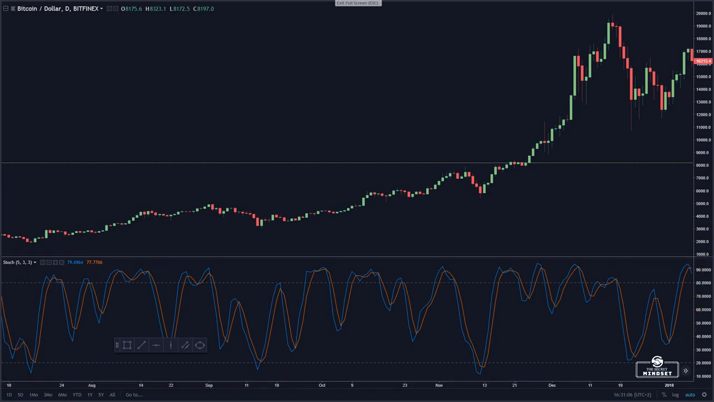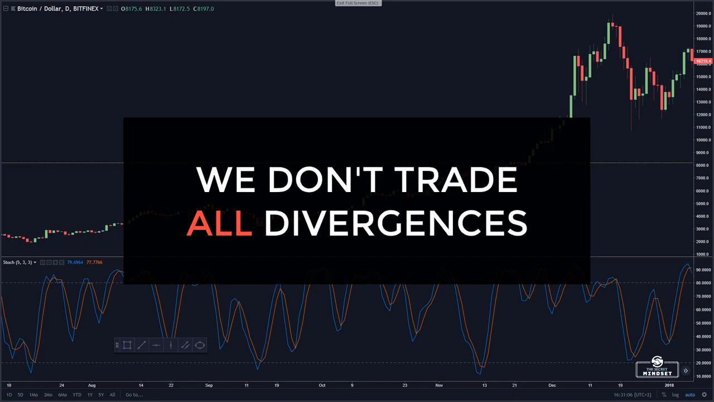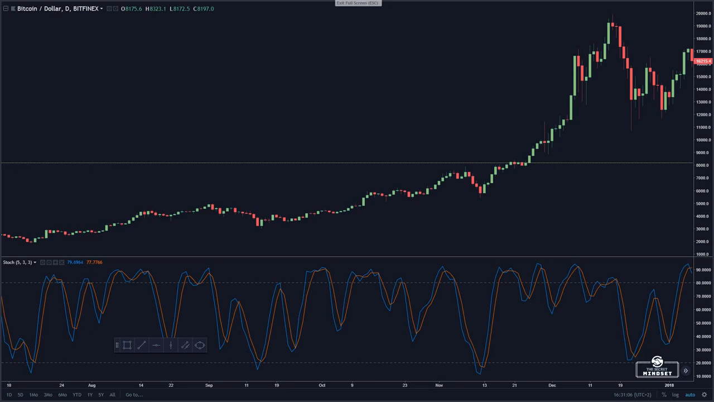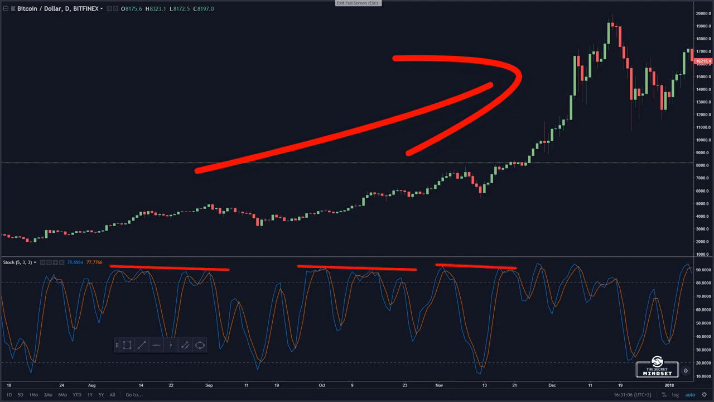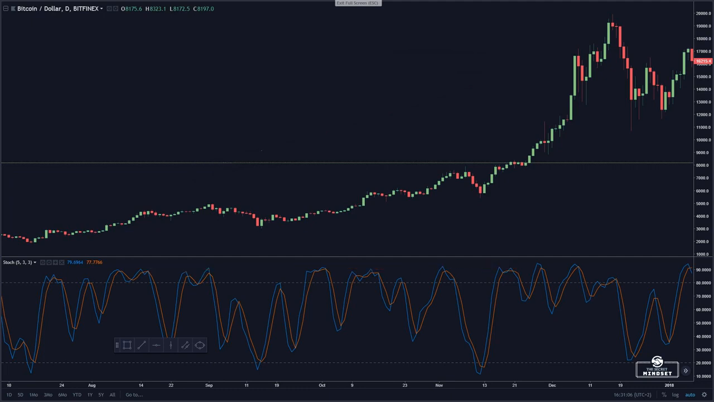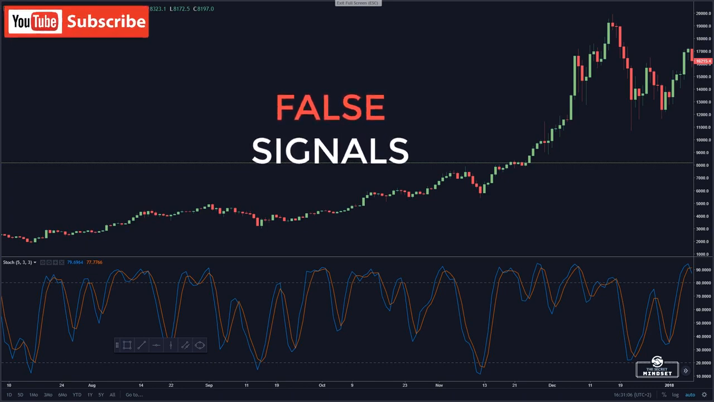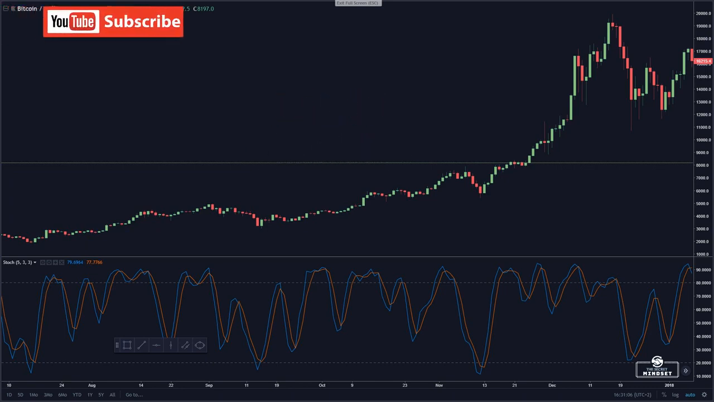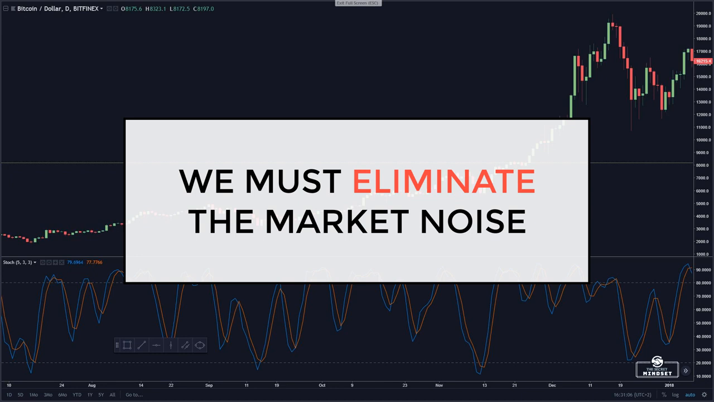Now, here's the key to our system. We don't trade all the divergences. During strong trends, the stochastic will generate divergence after divergence, and most of the signals will probably fail. Look at this Bitcoin chart, and as you can see, the price was in a strong upward trend, and the stochastic indicator generated several divergences, but most of these signals were false. That's a wrong approach when it comes to trading divergences. We have to be smart and filter this technique in order to eliminate false signals.